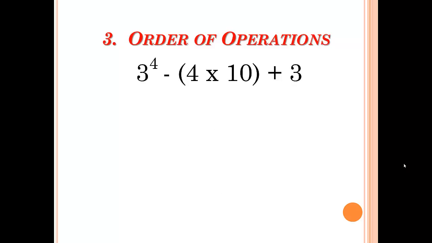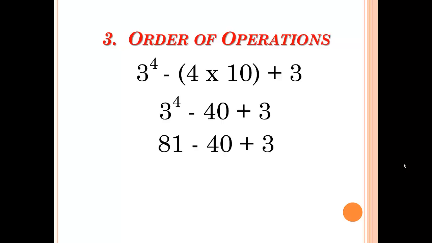For our third example, we have 3 to the 4th power minus the quantity 4 times 10 plus 3. Our first step is to do parentheses, so we'll do 4 times 10, and 4 times 10 is 40. So now we have 3 to the 4th power minus 40 plus 3. Our next step is to do exponents, so we need to do 3 to the 4th power. If you remember our exponents, 3 to the 4th power is 3 times 3 times 3 times 3. 3 times 3 is 9, 9 times 3 is 27, and 27 times 3 is 81. So we have 81 minus 40 plus 3.